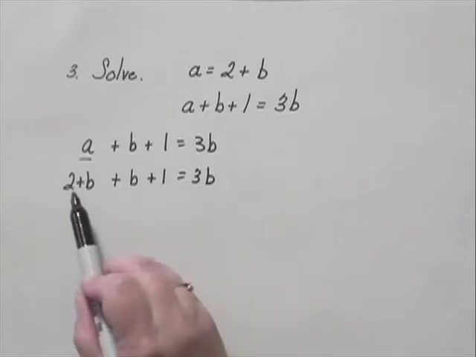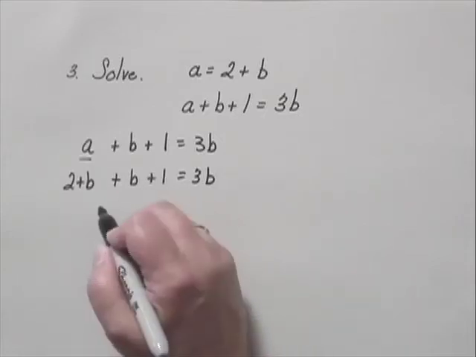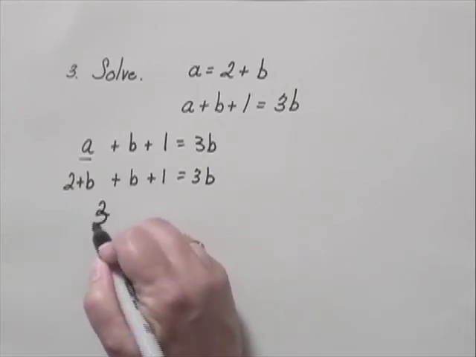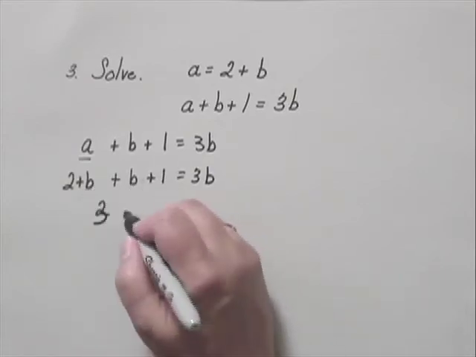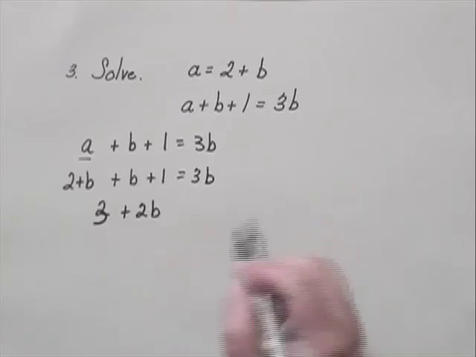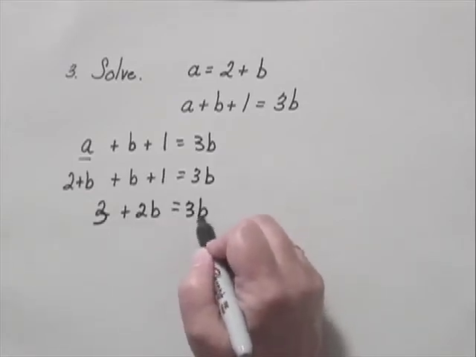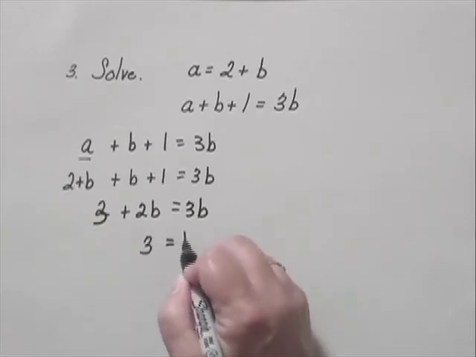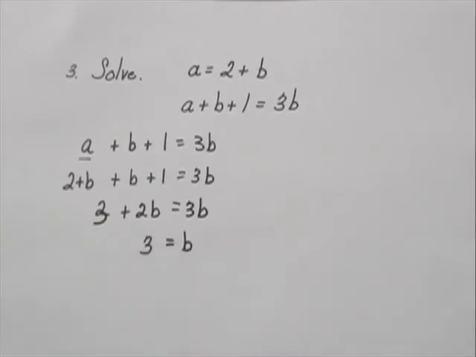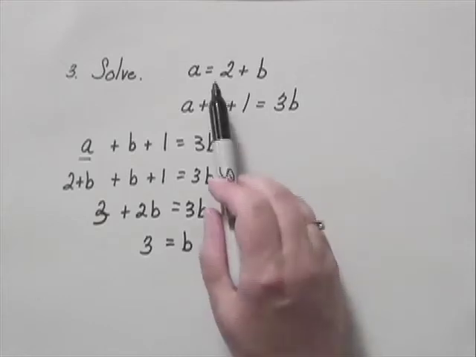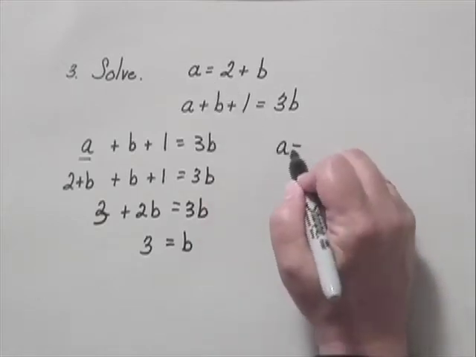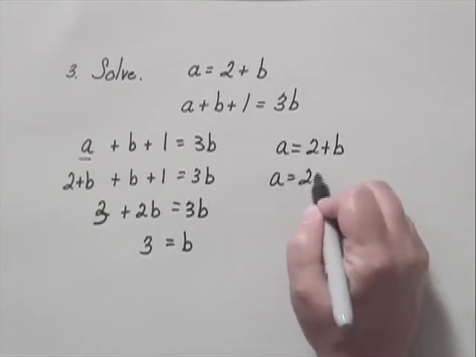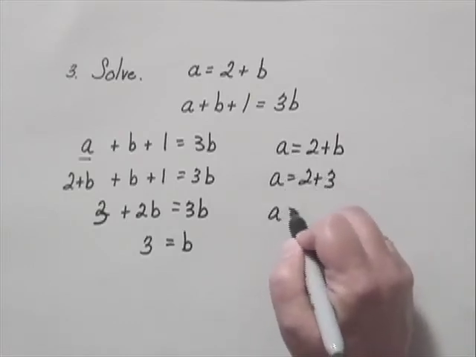Combining like terms here, I have 2 plus 1 is 3. B plus B is 2B. And that equals 3B. And subtracting 2B from both sides, I get 3 equals B. Now I also have to find A. My first equation said A equals 2 plus B. So A equals 2 plus 3, or A equals 5.